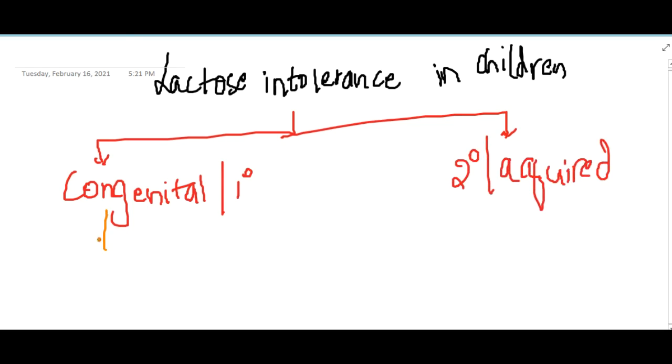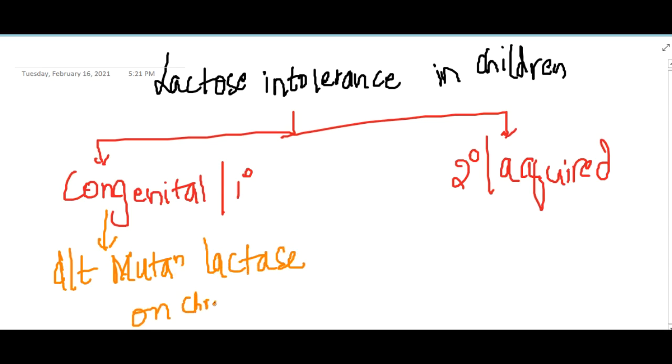Primary lactose intolerance or congenital lactose intolerance occurs due to the mutation of the lactase gene, which is present on chromosome 2. Whereas secondary lactose intolerance is most common and it occurs due to some infections.